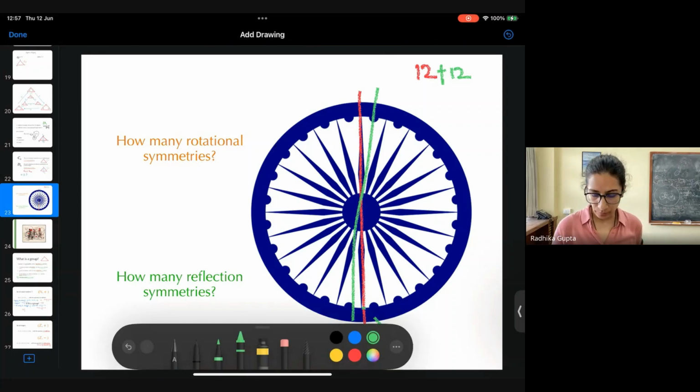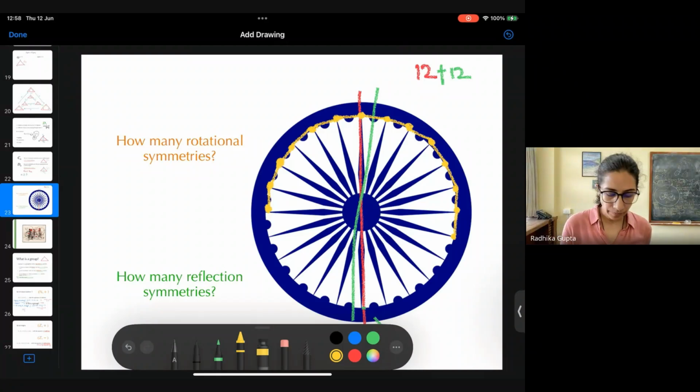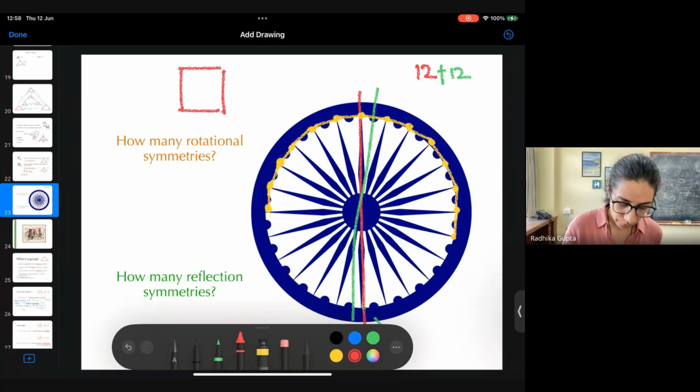Yeah, this is basically, if you want to make this more abstract, I'm looking at a 24-sided polygon. Right, so if you don't like thinking about the Ashok Chakra, like it's confusing, just think of a 24-sided regular polygon and try to see. And like in a square, you have these diagonal reflections, and then you have these opposite side reflections.